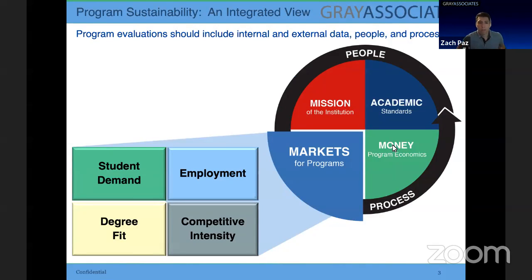In terms of program evaluation, which is one of the main things we use our tool for, the student is evaluating not only the markets, but also the mission of the institution, the academic standards, and the ability for a program to make money. In this case, we're going to be walking through the markets for programs, where we look at 4 different categories: student demand, employment, competition, and degree fit.